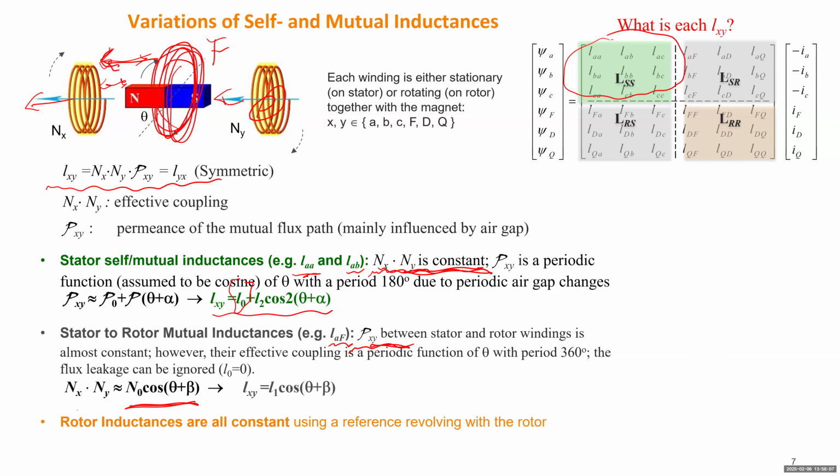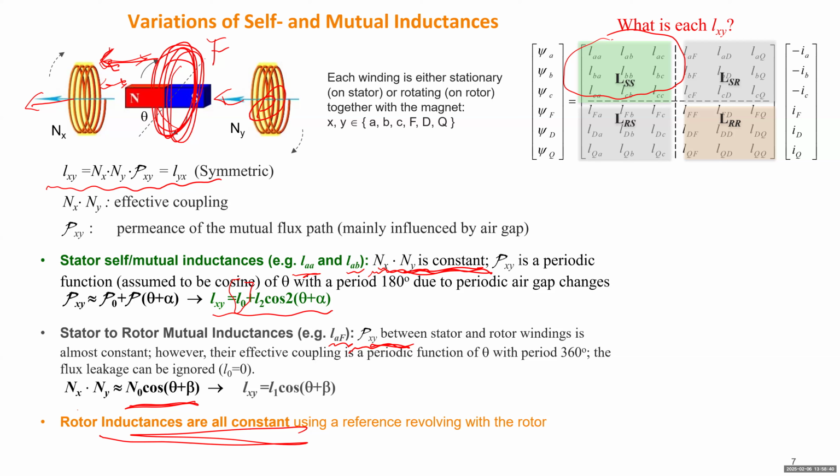So finally, if we consider the mutual and self-inductances of the rotor windings, they're all constant, okay? Because first of all, the two windings both stay on the rotor, so their coupling never changes. For instance, the field winding and damper winding D are always in parallel, so N times N will be constant. Also, the air gap seen from the rotor will be the same, no matter how the rotor revolves inside of the stator. So they are all constant.